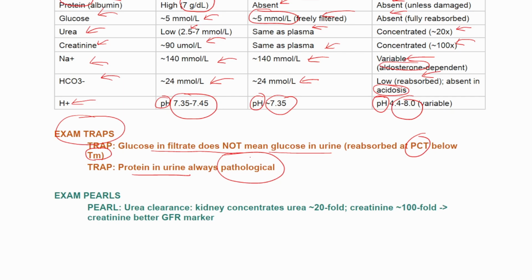We close out this comparison with an essential example regarding clearance markers. Because the kidney concentrates urea roughly 20-fold, creatinine serves as a far superior marker for calculating the clinical glomerular filtration rate, due to lack of absorption of creatinine and concentrating 100-fold due to lack of reabsorption.